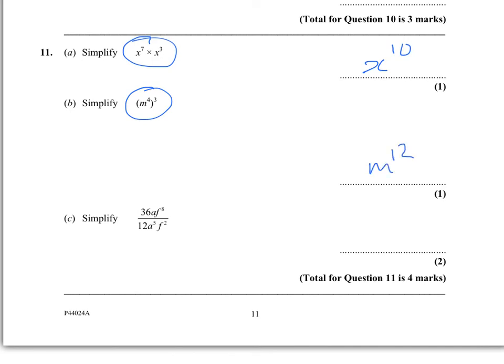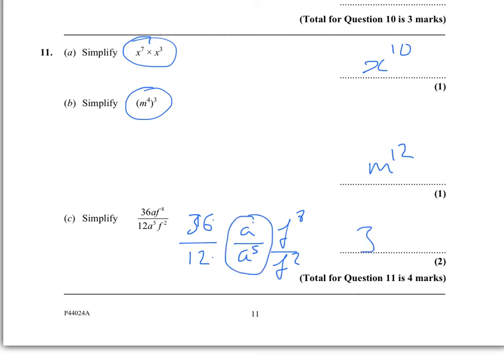Part C, I wouldn't expect everyone to be able to do, but we can have a bit of a go at it. 36 over 12, a over a to the power of 5, and f to the power of 8 over f to the power of 2. 36 divided by 12 is 3. Then we're dividing indices, so we're going to take away the power. So this is a to the power of 1 divided by a to the power of 5, so a to the power of minus 4. This is f to the power of 8 divided by f to the power of 2, so f to the power of 6, because the rule is if you're dividing, you take away the indices.